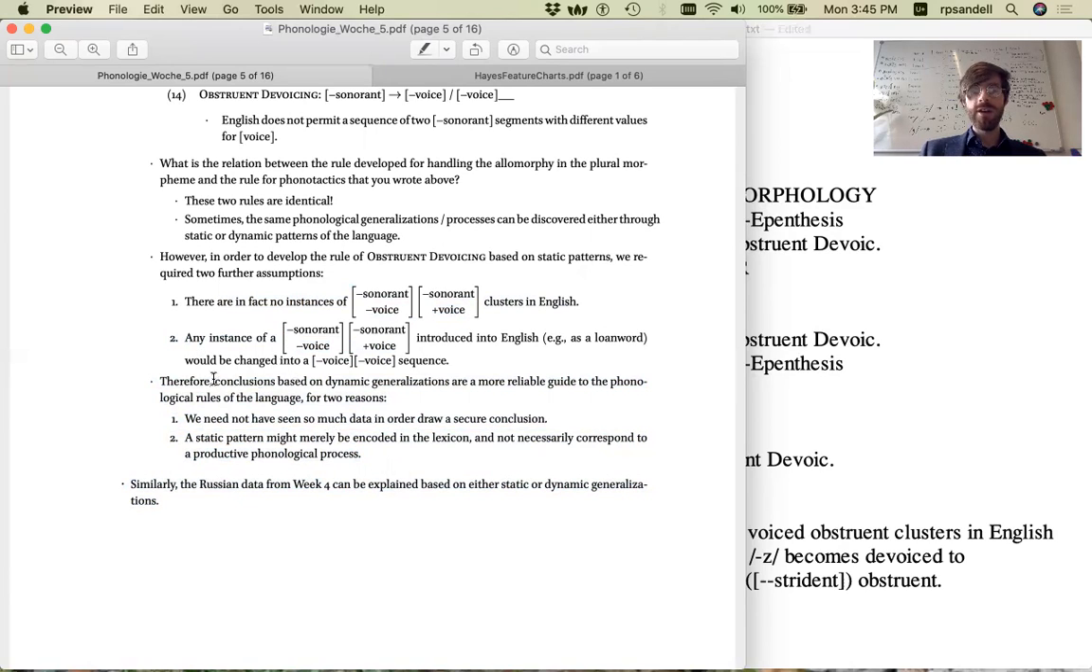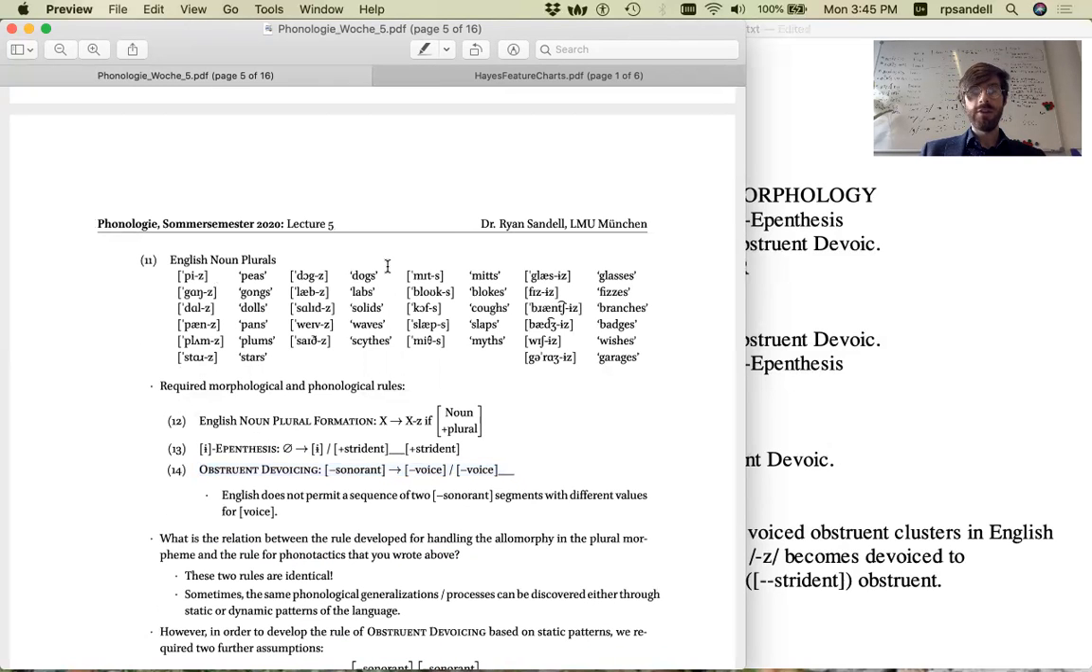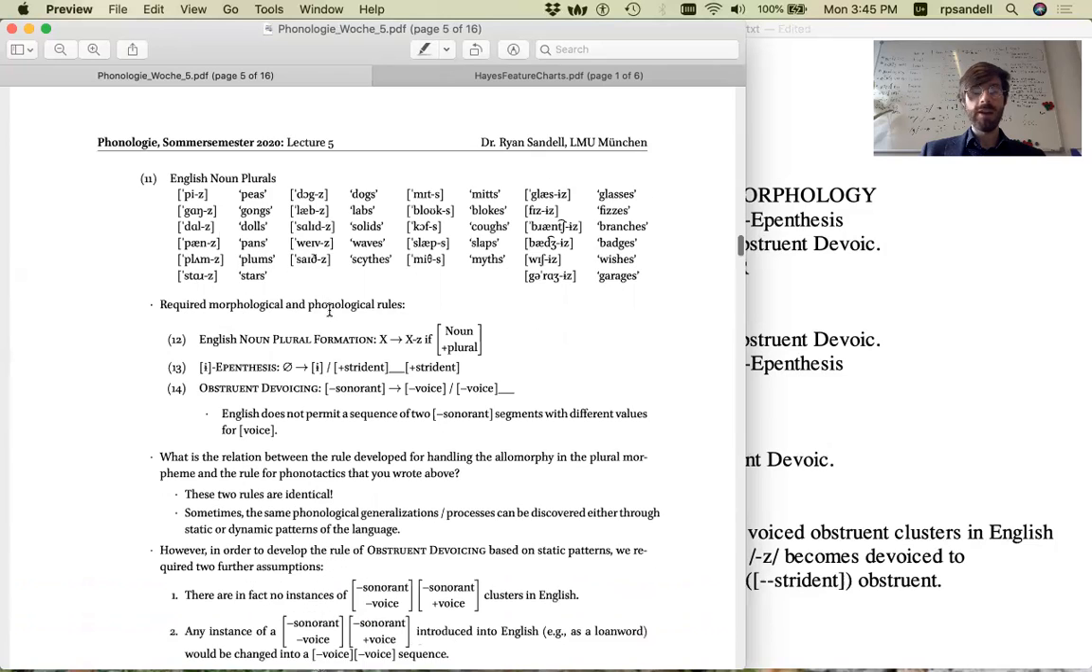And for this reason, conclusions based on dynamic generalizations are going to be more reliable. And there are two reasons, I think, for this fact. One is that you don't need to have observed so much data in order to draw a secure conclusion. Indeed, this data based on English noun plurals is sufficient to tell us that a process like the obstruent devoicing rule needs to exist in English in order to explain why words like myths, slaps, and mitts are pronounced with a voiceless consonant at the end of the word.